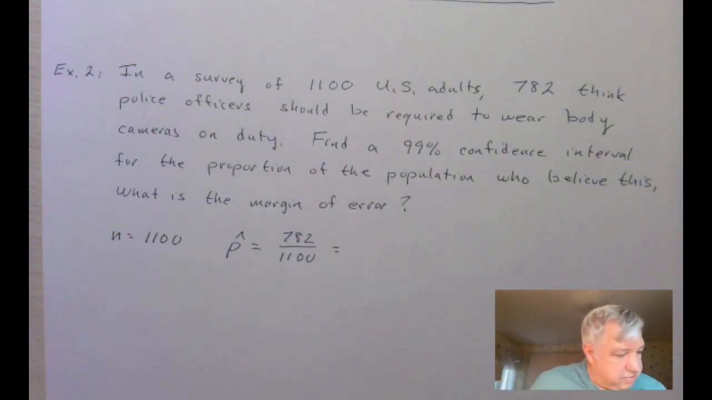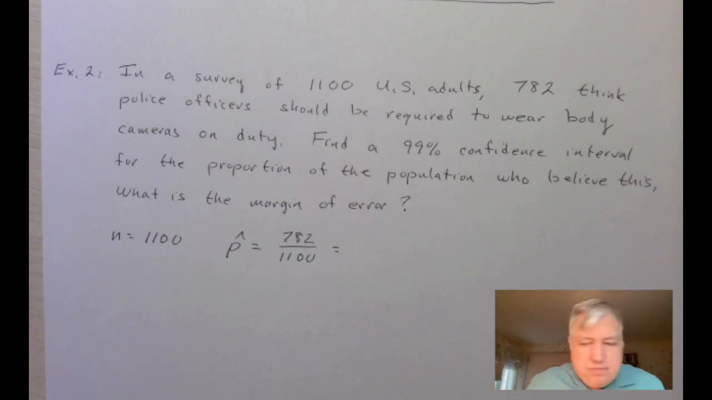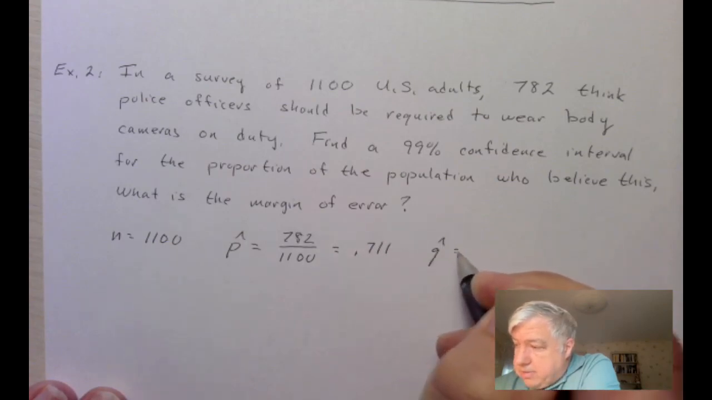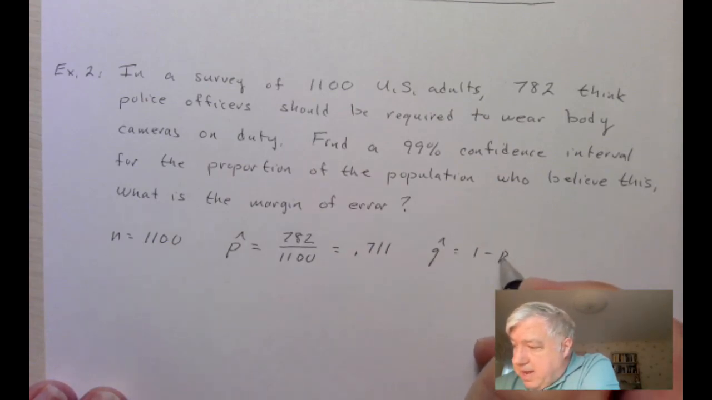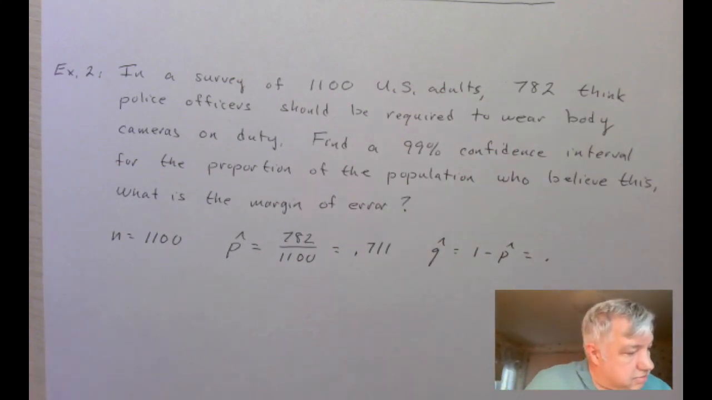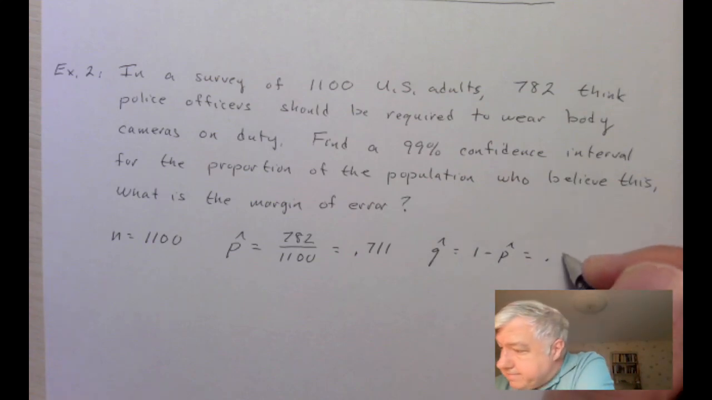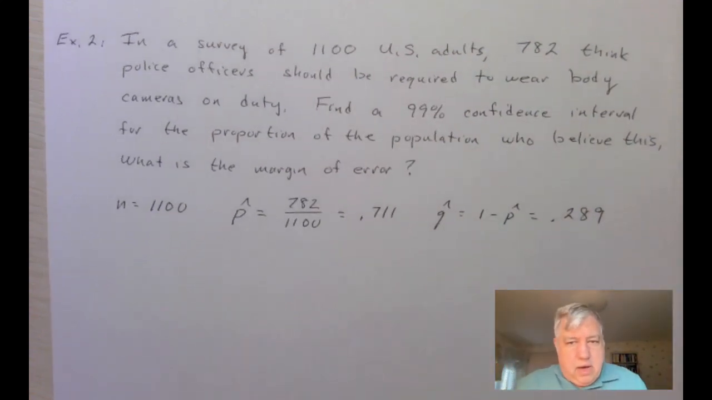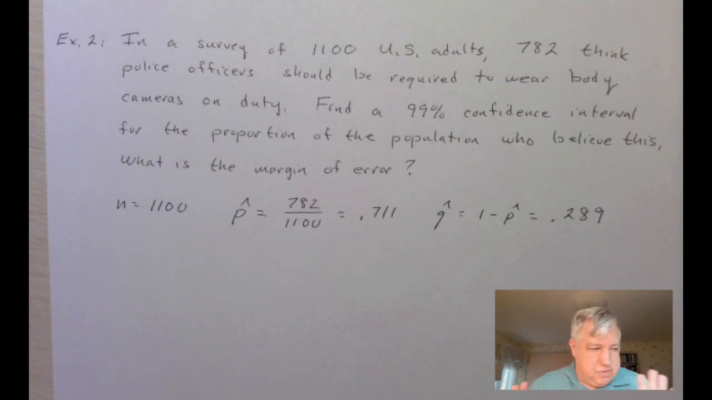And this turns out to be 0.711. And then q hat is 1 minus p hat, and that's 0.289. All right. I won't write this out, but it's easy to check that np hat and n times q hat are both way bigger than 5, so we can proceed from there.